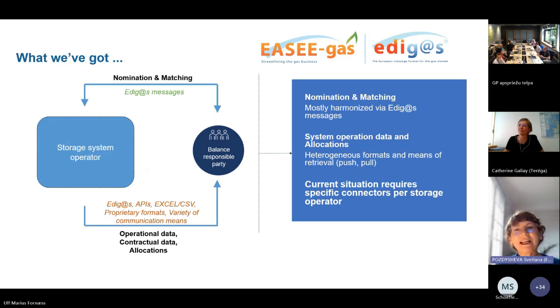So the slide before it focused on what we would like, and this slide gives an idea of what we've got today. There is a lot of communication that already exists between the storage system operator and the shipper or balance responsible party, as in my slide. We can say that the nomination and matching process is mostly harmonized, so there's no real issue with this.